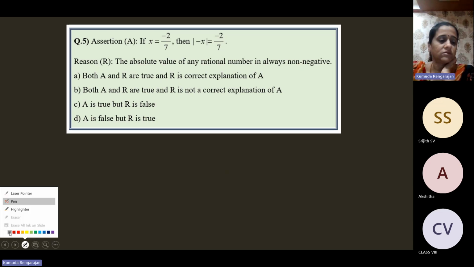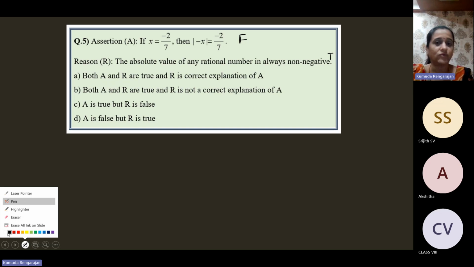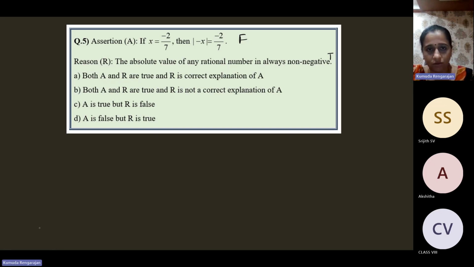So here the assertion statement is false. The reason is true because the absolute value is non-negative. That means it can be 0 or positive. Yes, because the absolute value of 0 is 0. So it can be 0 or positive. It's never negative. Absolute value is never negative. So this is true. The correct option is option D. Assertion is false, but reason is true.